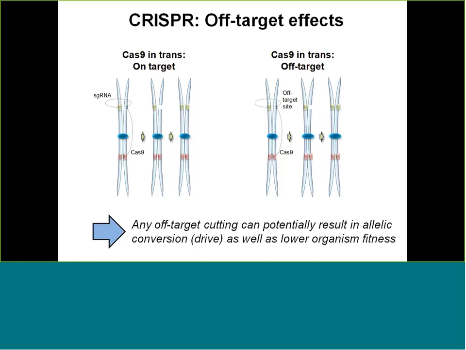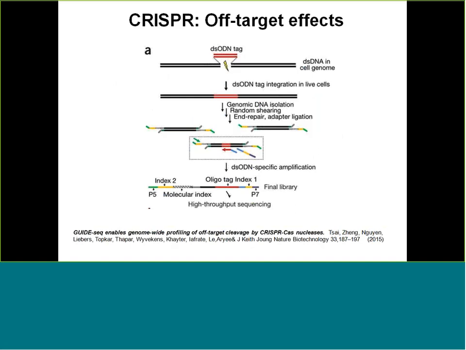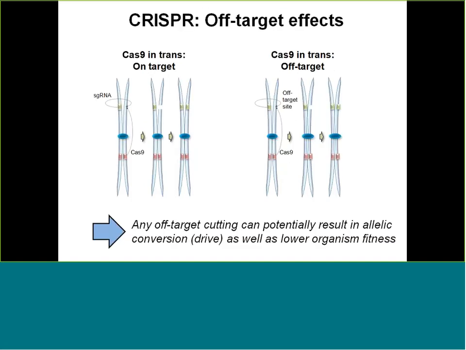So one of the issues that arises with any kind of cut-based repair system is off-target effects, and especially when we talk about CRISPR, where the guide RNA may have a lower specificity than a homing endonuclease, which is intrinsically coupled. Any off-target cutting can potentially result in allelic conversion at off-target sites, in addition to just lowering the fitness of the organism.